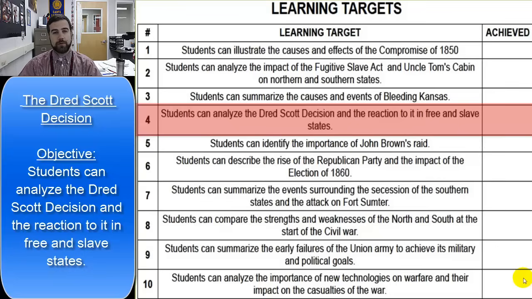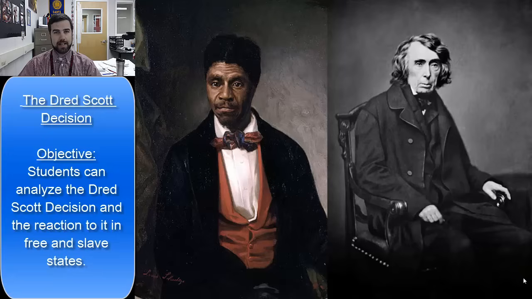So the first objective we're going to be looking at is students can analyze the Dred Scott decision and the reaction to it in free and slave states.